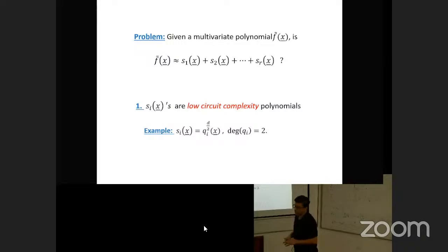This talk is mostly, you should think of polynomials with real coefficients. And in the beginning, I talked about problems where you are given a set of points in real n-dimensional space. And this set of points has some structure and we want to find that underlying structure.